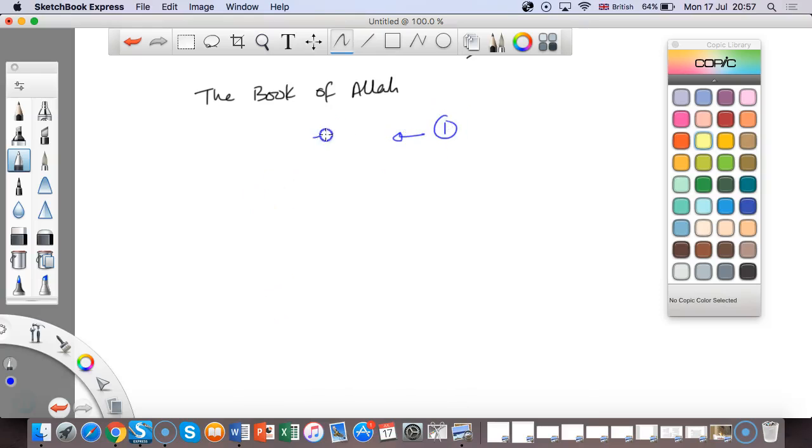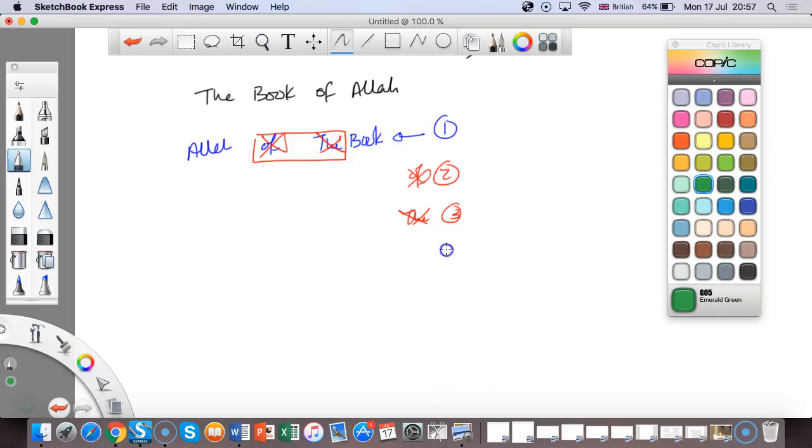So switch it around. The book of Allah. What do we do? Get rid of the "of". And the number 3, get rid of the "the". Which "the"? The one next to "of". Yeah, so just box that. Then number 4, translate. So translate it.